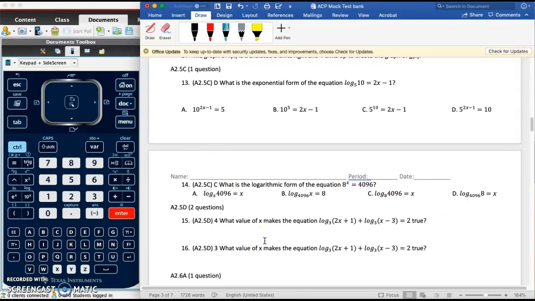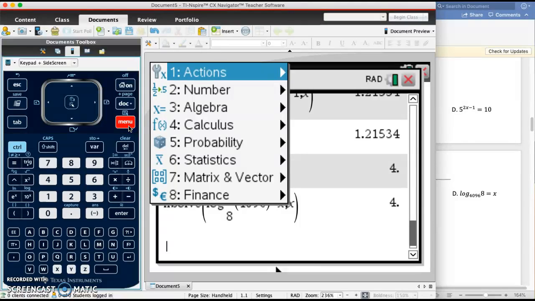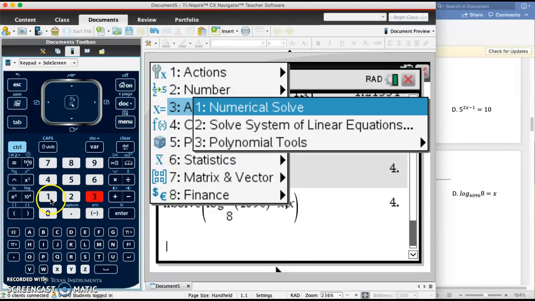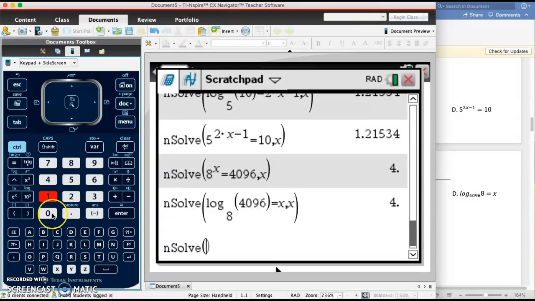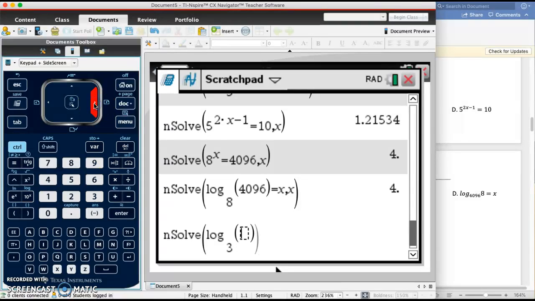Okay? All right, so 15 and 16 are actually the same question, so I'm just going to plug that in for you. Now I go again to my calculator. We go menu 3, 1. And I'm going to plug in log, the base 3. So we go control log to the base 3 of 2x minus 1.